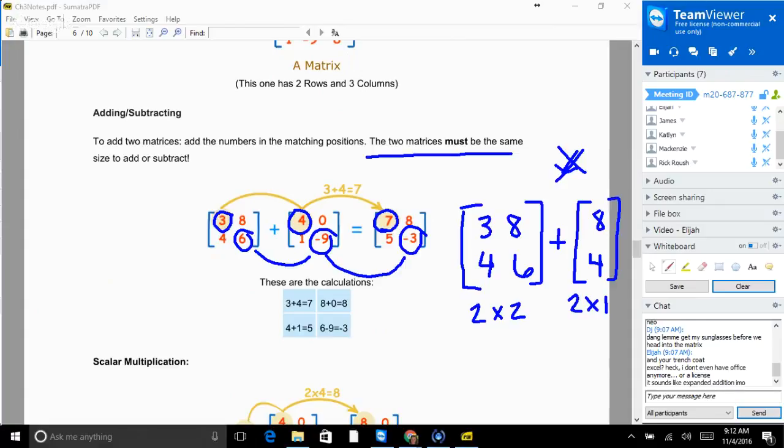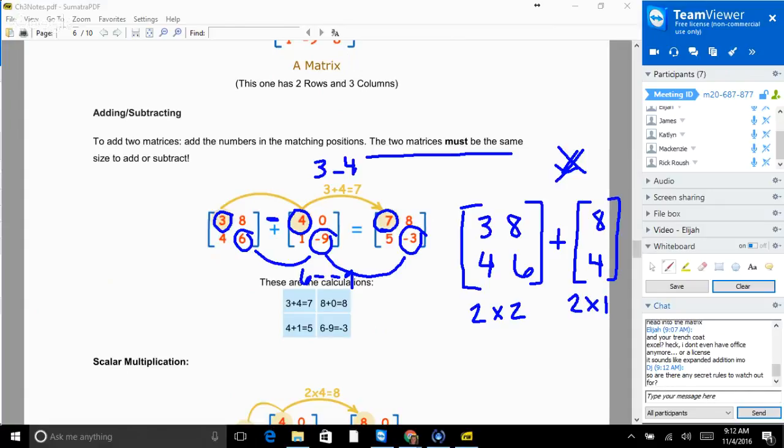Okay. And then the same goes for subtraction. I don't have the example on here, but if you had a minus sign in here, then you're going to do 3 minus 4. And you're going to do 6 minus a -9. I think that's pretty straightforward, right?